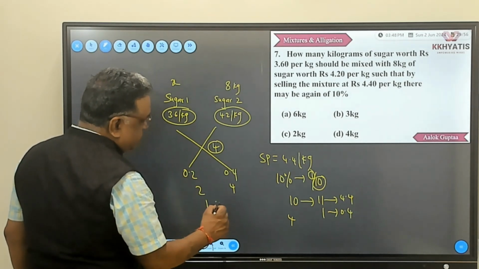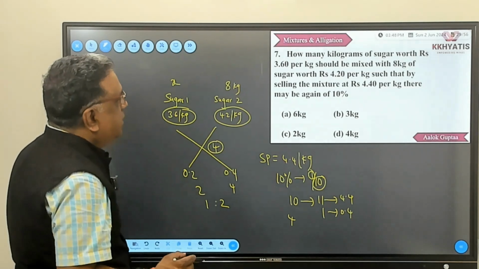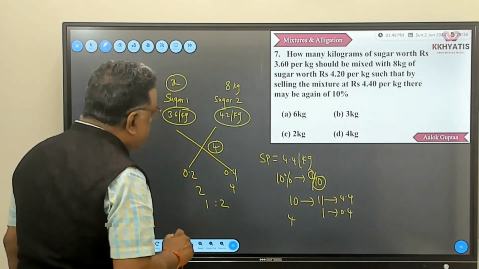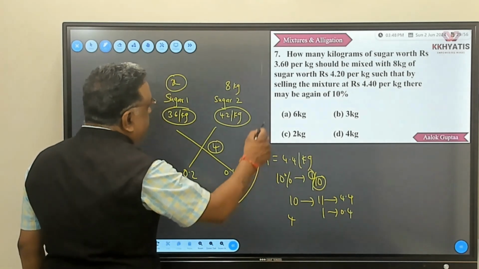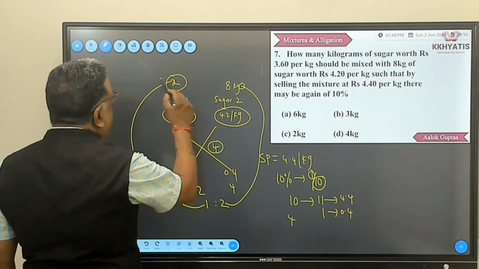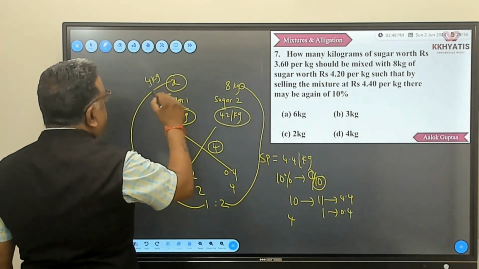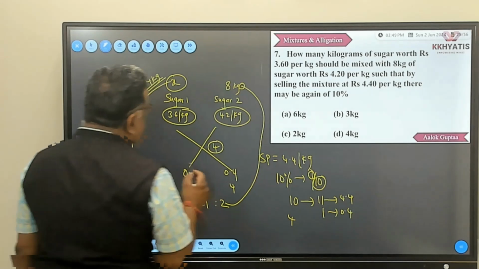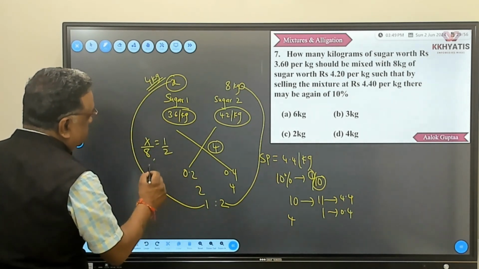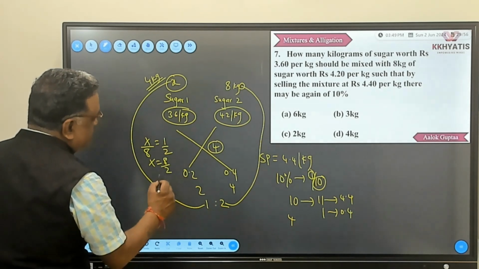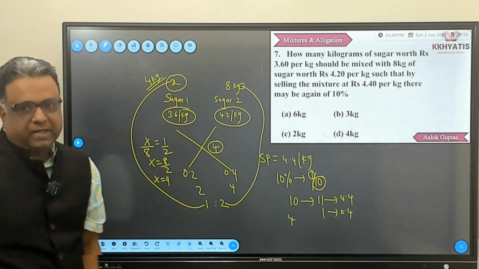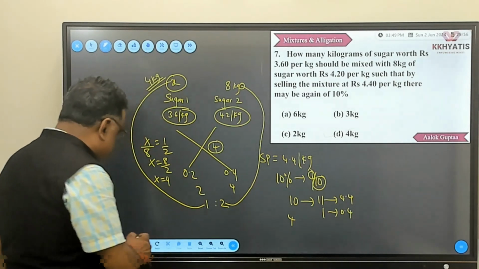The ratio is 1:2. So I've been asked the value of this x, correct? Now the value of 2 is 8 kg, which means the value of 1 would be 4 kg. As simple as that. Or you can simply do it as x upon 8 is 1 upon 2. So x is 8 upon 2. So x is 4. This is the answer. Correct? Let's move ahead.